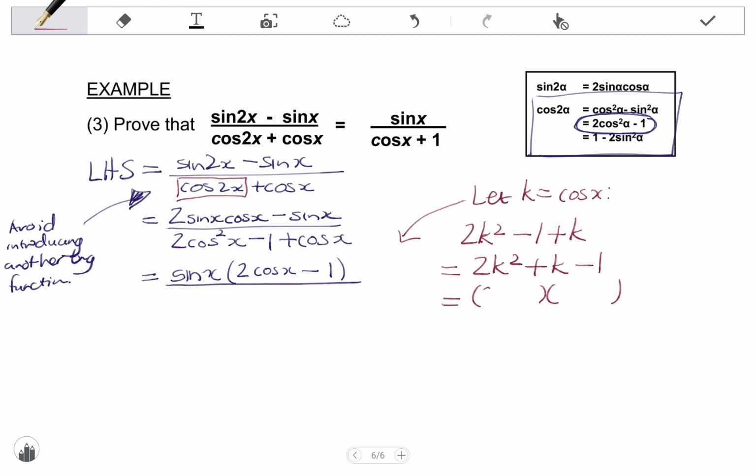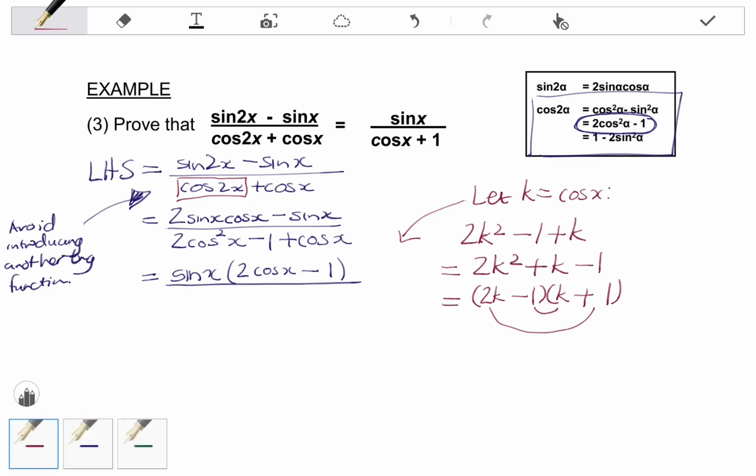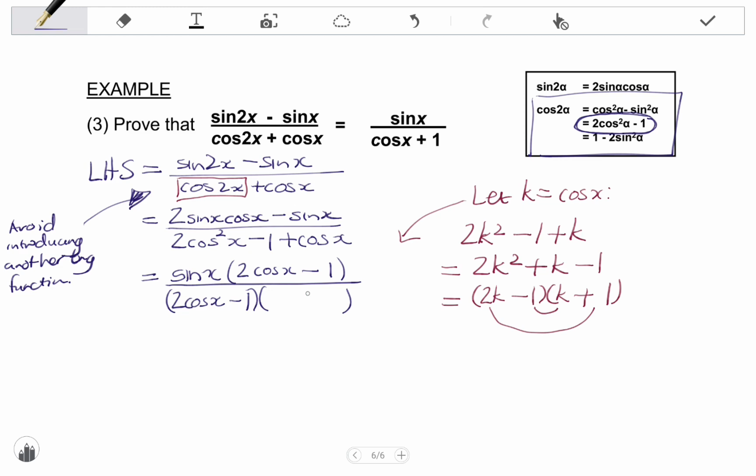Okay, so I'll have 2k in the first term in the first bracket times k. Then I'll have 1 and 1, and I just need to decide on the signs. So outers and inners must add to give me positive 1. So I want positive 2k minus 1k. What I write in my working is the cos form of this. So I'll have the two brackets, and in place of k, I substitute cos x. So I have 2 cos x minus 1, and then cos x plus 1.